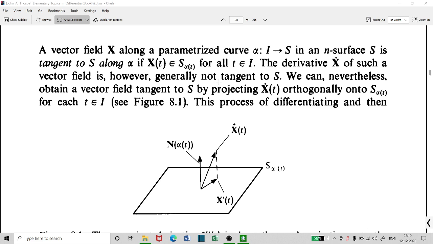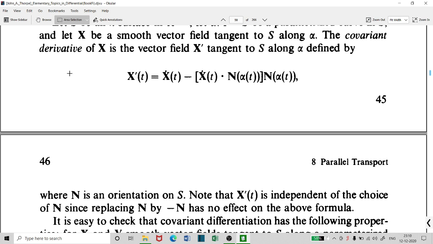Okay. Now we will define a new derivative, a new differentiation. This process of differentiating is called the covariant differentiation. This is the definition of the covariant derivative. The covariant derivative of X is the vector field X prime. The usual derivative of a vector field along a parameterized curve alpha is denoted by X dot, but X prime denotes the covariant derivative. Then the covariant derivative is defined in this manner. This is the usual derivative along alpha minus this times n of alpha of t.